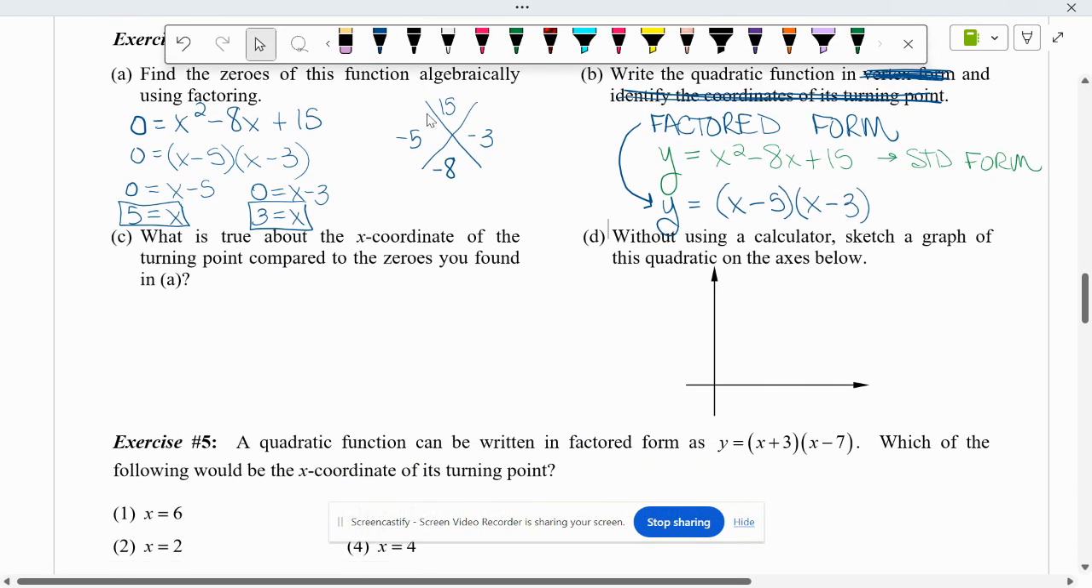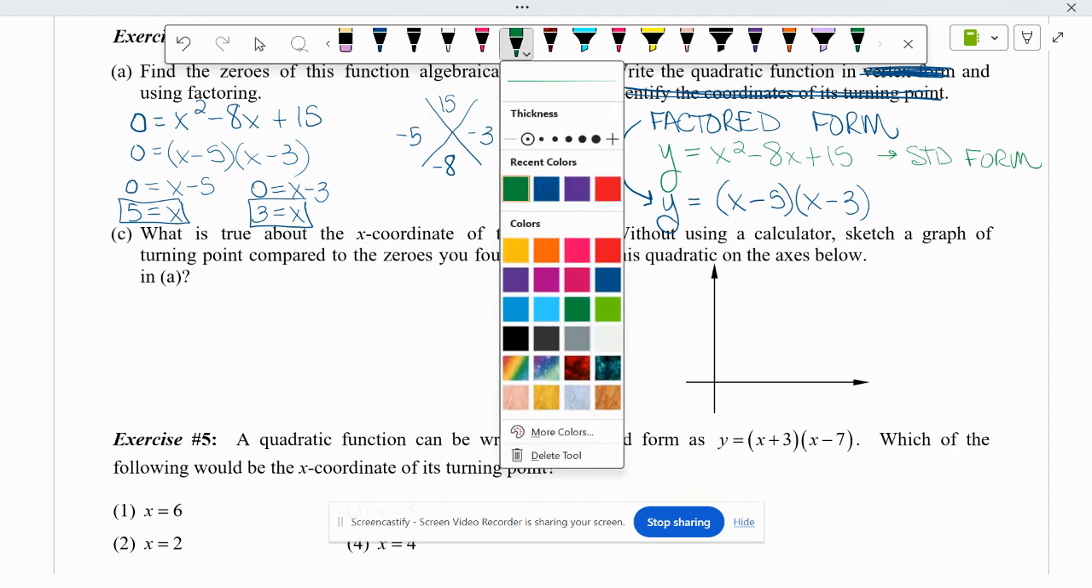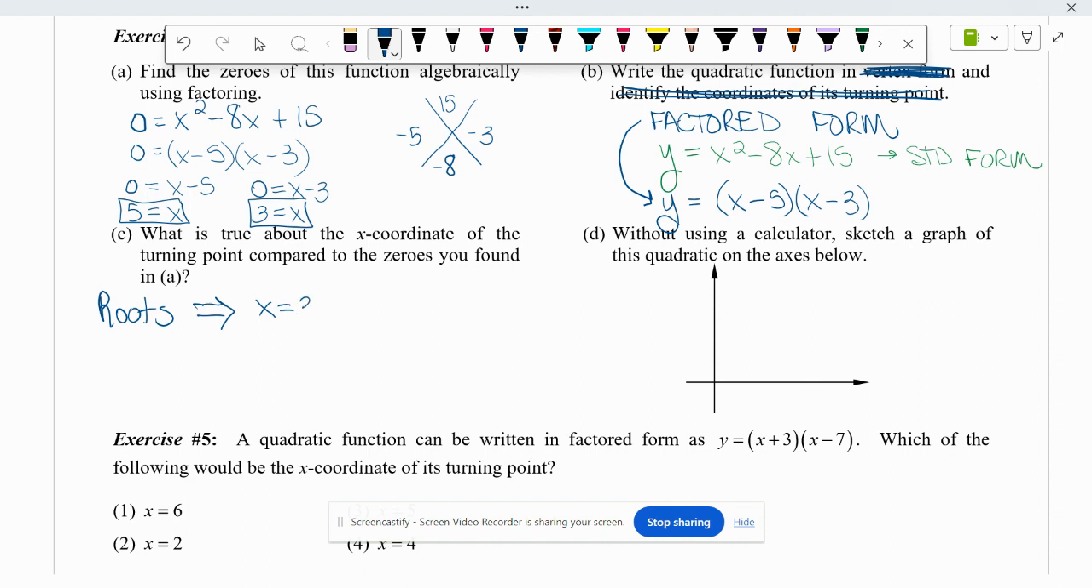All right, so what is true about the x-coordinate of the turning point compared to the zeros that you found in A? Well, we didn't find the x-coordinate of the turning point, but there is something special that you can do with your roots or your solutions to find the x-coordinate of the turning point. So my two roots are x equals positive 3 and x equals positive 5.